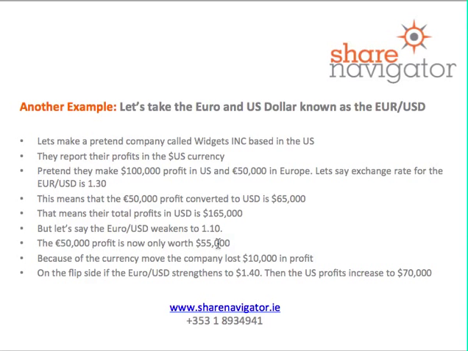But if we used an example where the euro dollar weakened to 1.10, the €50,000 profit is now only worth $55,000. This means that the currency movement alone has cost this company $10,000 in profit. On the flip side, if the euro strengthens to 1.40, then the European profits would increase to $70,000. So as you can see from here, currency movements have a major impact on the profitability of a company.